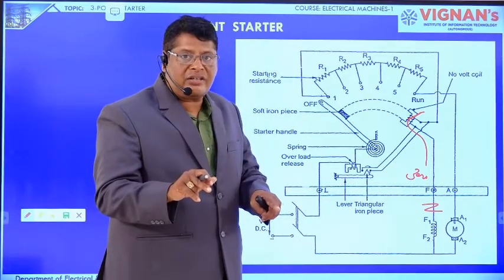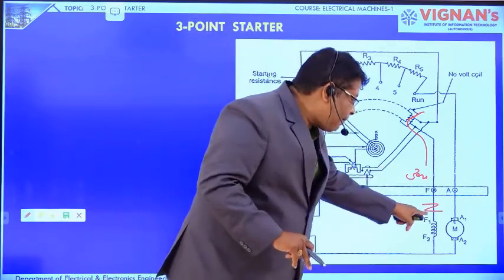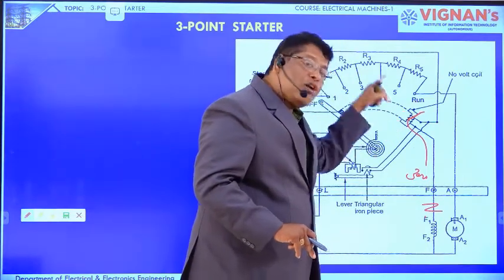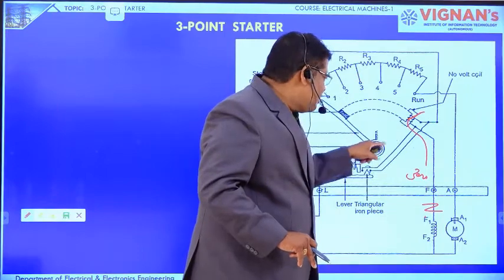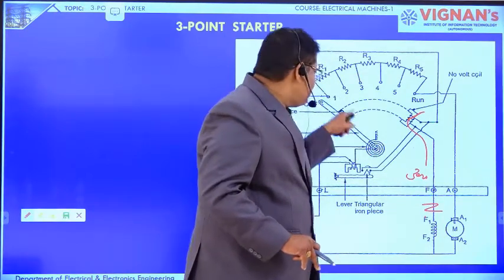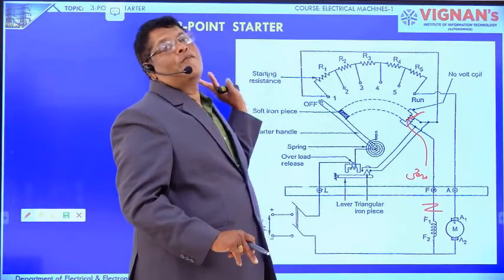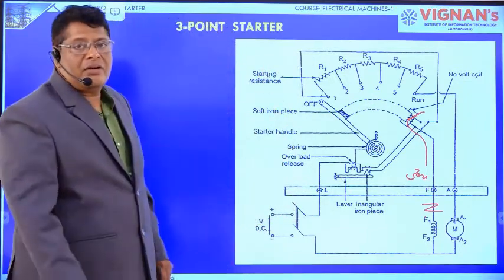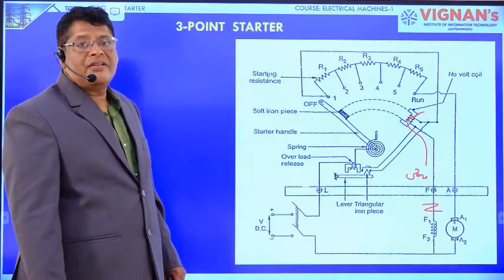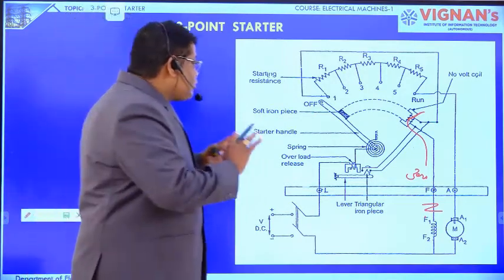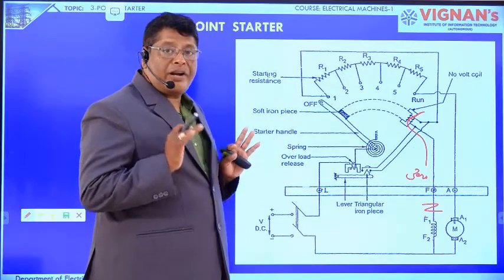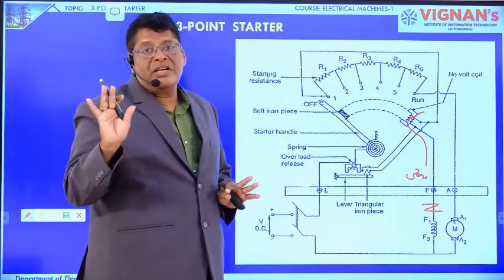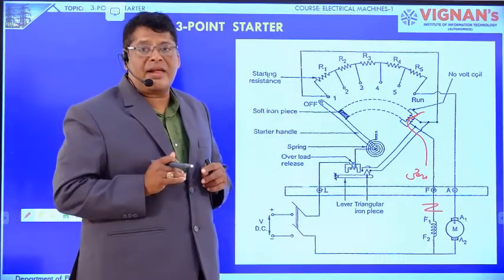To avoid that, whenever the field current comes to zero, the attractive force offered by this magnet also will be zero, so that because of the spring tension, this handle will come to the off position. Automatically the motor will be disconnected from the supply. Suppose it does not happen, what happens? The motor will run at dangerously high speeds. It will damage everyone.